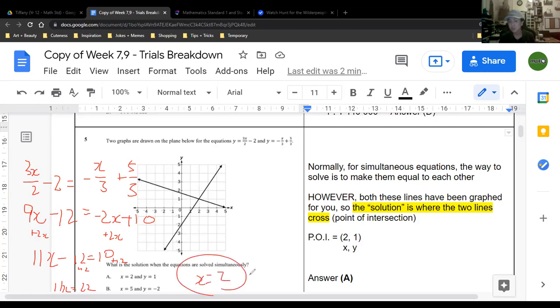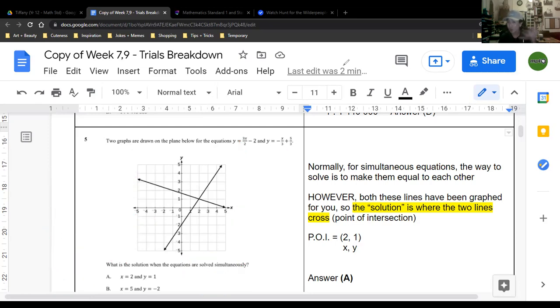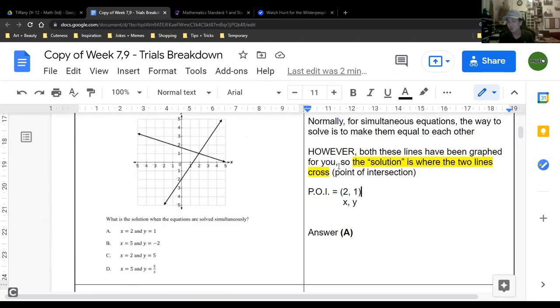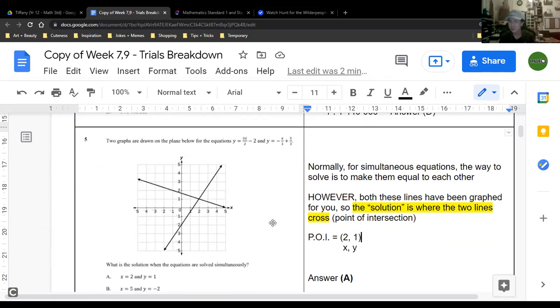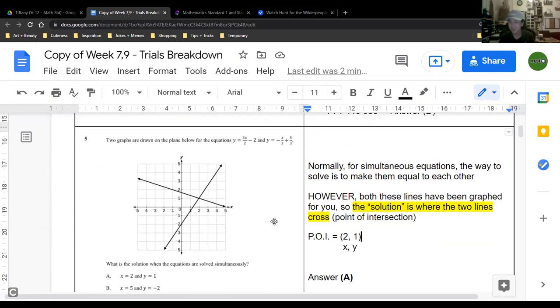Once you have x equals 2, you can substitute it into either equation to get a y value. It doesn't matter which equation you substitute it into. Pick one equation, substitute that in for the x, and then you'll get the y value, which happens to be 1. And you get x equals 2, y equals 1. But you can see, looking at the graph is a lot faster than doing all that algebra.